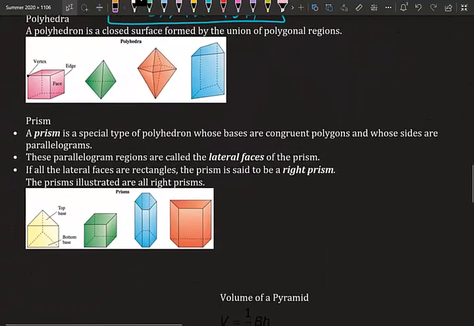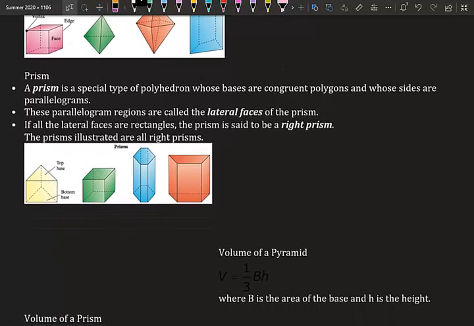Alright, polyhedra. A polyhedron is a closed surface formed by union of polygonal regions. So it's like multiple polygons that create a 3D shape. A prism is a special type of polyhedron whose bases are congruent polygons and whose sides are parallelograms. These parallelogram regions are called the lateral faces of the prism. If all the lateral faces are rectangles, the prism is said to be a right prism. So you see how opposite sides are equal?